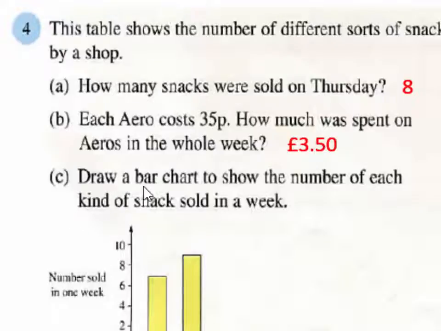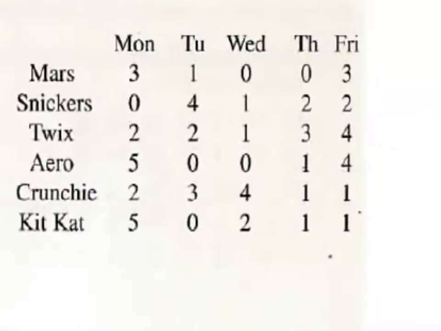Now for the last part we've got to draw a bar chart to show the number of each kind of snack sold in a whole week. So we need to work out the totals for each of these snacks for the week. So for the Mars bars, 3 plus 1, 4, plus 0 plus 0, still 4, and 3 gives us 7. So the total sold there will be 7 in the week.